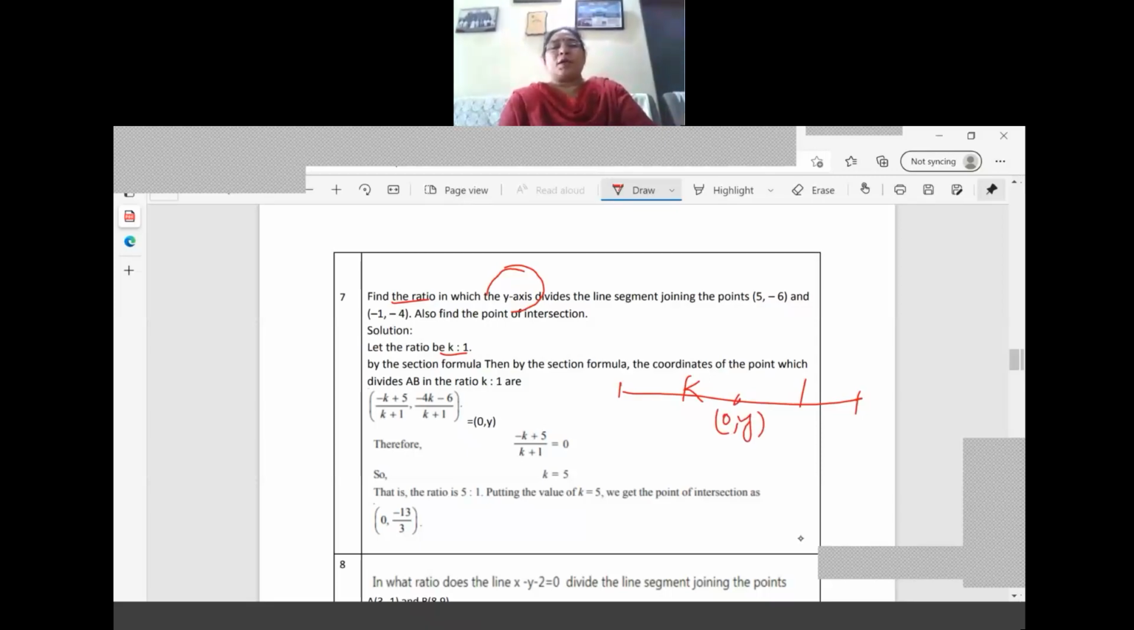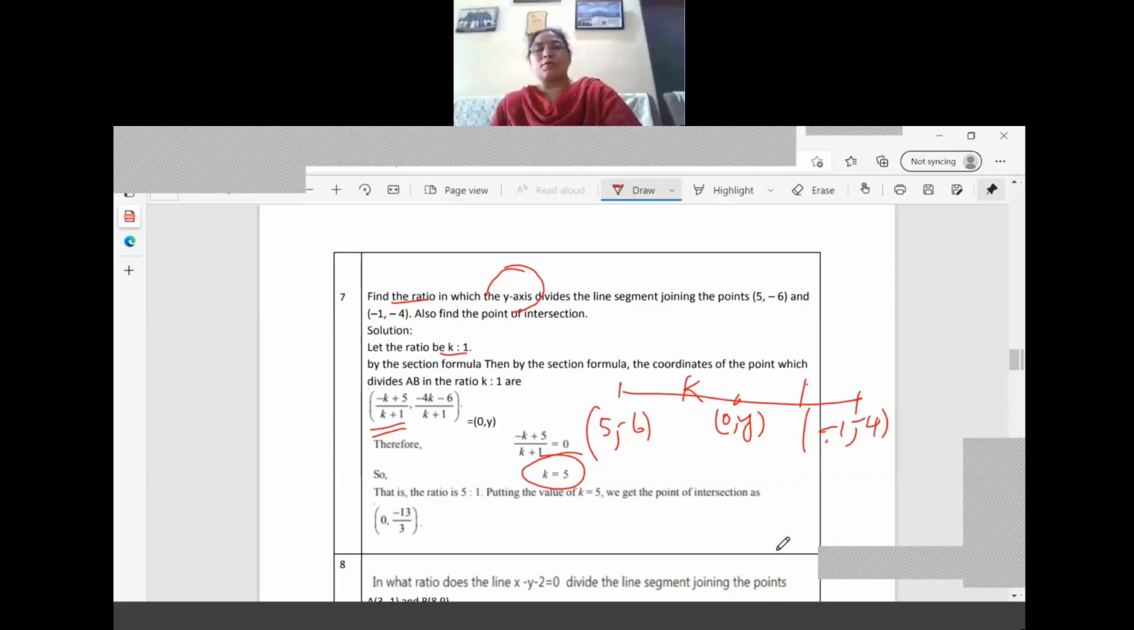Next, by the section formula, what are the points we are having? (5, -6) and (-1, -4) only. So when we are multiplying k into minus 1, that is minus k, 1 into 5, that is plus 5. So minus k plus 5 by k plus 1. The remaining thing, if you are equating, we will get y only. That is why first we will equate what is 0 case. From there we are getting k equal to 5 only. So k is equal to 5 once we got, the ratio will be 5 is to 1 only. Any formula you can use.